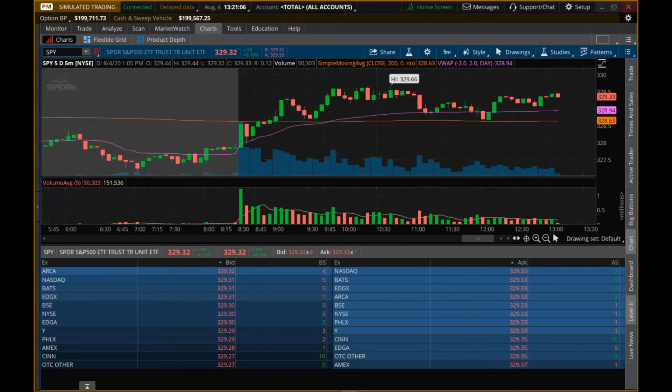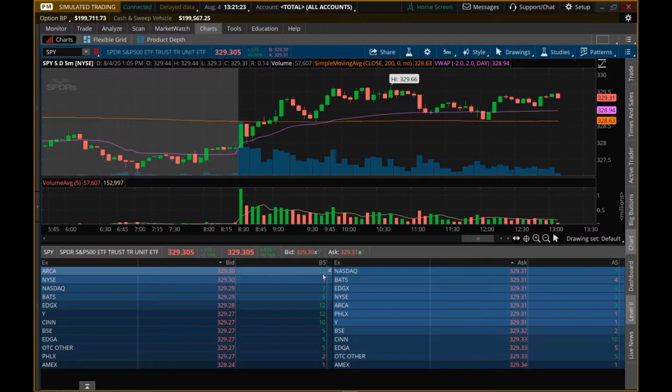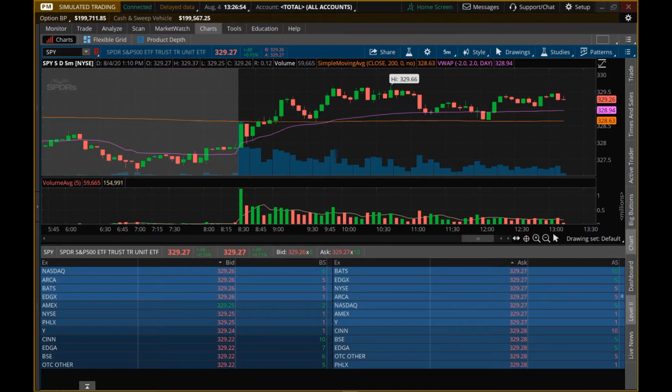The same thing goes for the size. So you can see we have 4 right here, which would be 400. It just dropped down to 2, which would be 200, so it stayed red. If this increases from 2, it should turn green. So there we go. Now you can see it went to a 7, so we actually turned green. This is how you can interpret the red and green colors on Level 2.